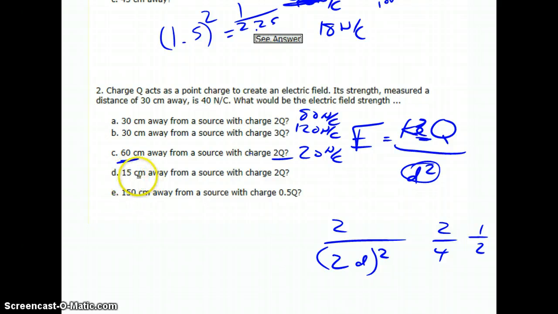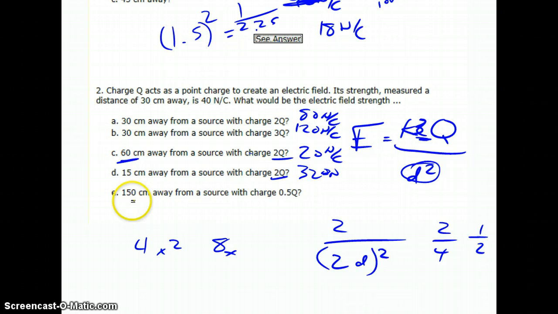Now 15 centimeters away, we've cut the distance in half, which is going to give us 4 times more electric field strength. And at the same time, we've also increased the charge. Twice as much charge is going to give us 2 more. So we're going to have a 4 times increase and a 2 times increase. 4 times 2, it's going to be 8 times more than it was. 8 times 40, that's going to be 320 newtons per coulomb.